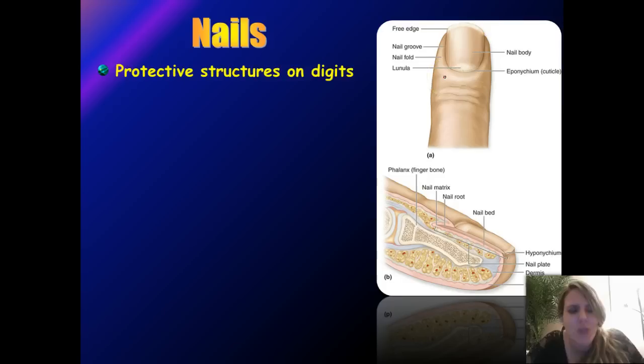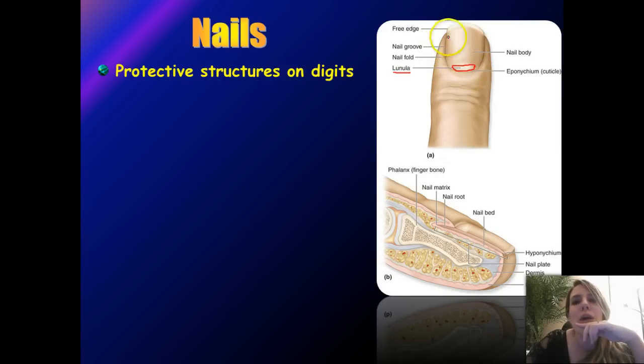So you guys have all seen that little white, semi-lunar, semicircular area near the base of your nail? That actually has a name. Lunula. Lune, you know what that means in Latin? It means moon. So this is a lunula, because look, it looks like a little crescent moon, semi-moon.